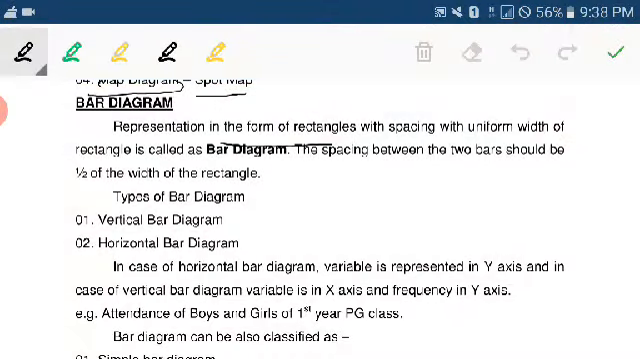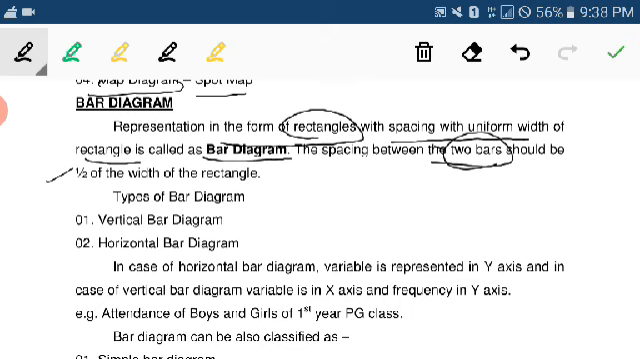Representation in the form of rectangles with spacing, with uniform width of the rectangles, is called a bar diagram. The spacing between two bars should be half of the width of the rectangle. There are types of bar diagram: vertical bar diagram and horizontal bar diagram.